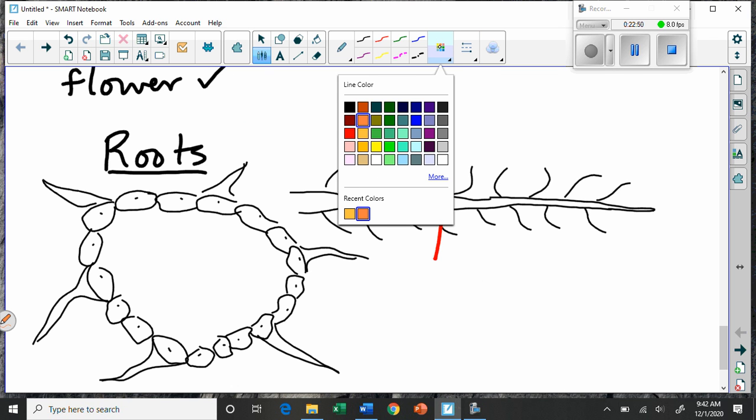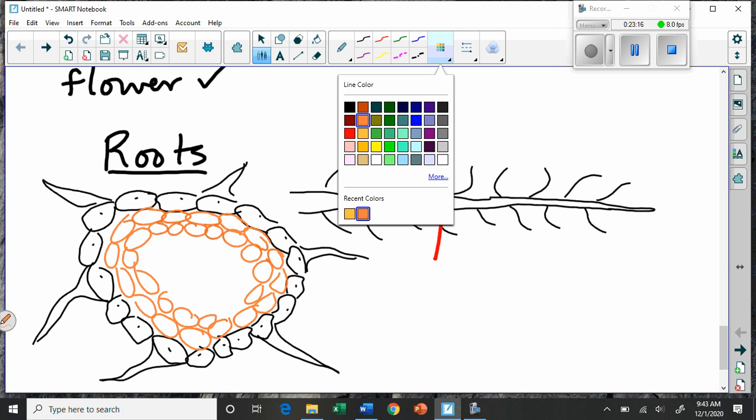So then we have a layer of cells in here. So we'll draw a bunch of cells all around. Like that. This is called the cortex. Cortex. And there'll be a relatively thick layer, something like that. There, the cortex. So we'll label it all in a minute. This is mostly ground tissue.